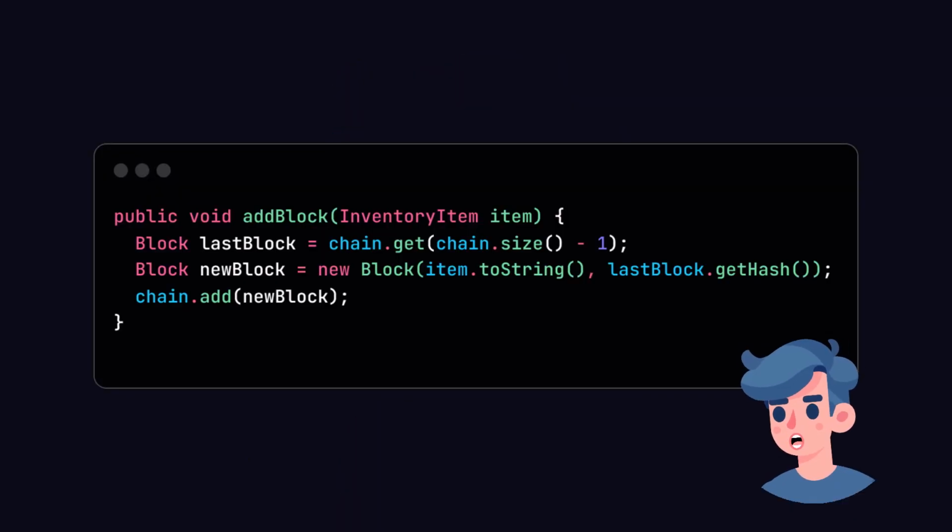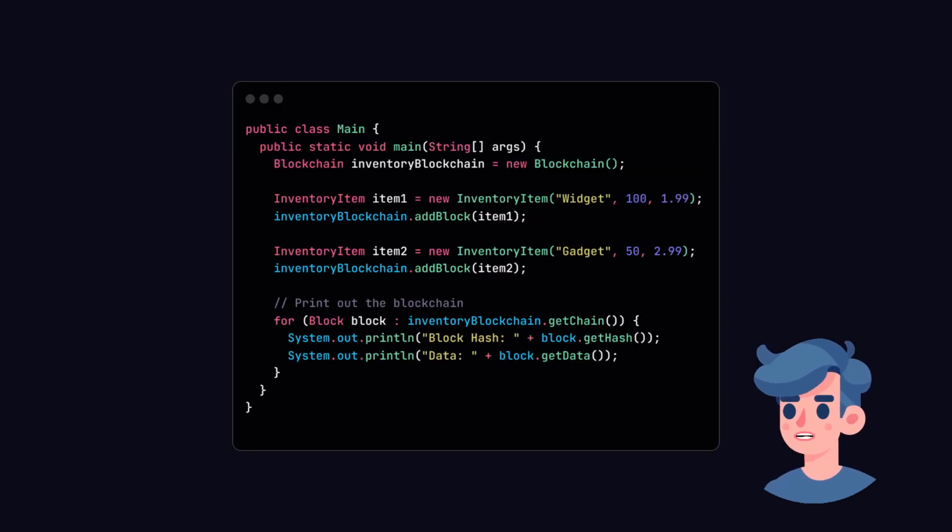Next, let's modify our addBlock method in the Blockchain class to accept inventory item objects instead of plain string data. This will give us a more structured way of managing our inventory. To finalize our inventory management system, let's create a main class to demonstrate its functionality. This class will allow us to create a blockchain and add inventory items to it.